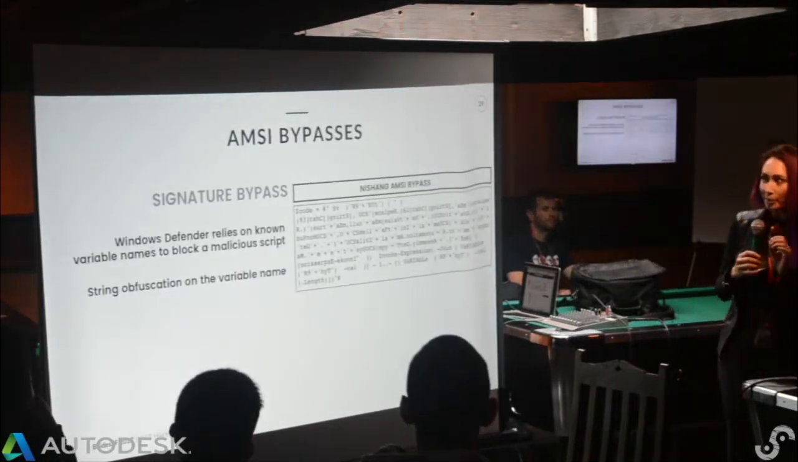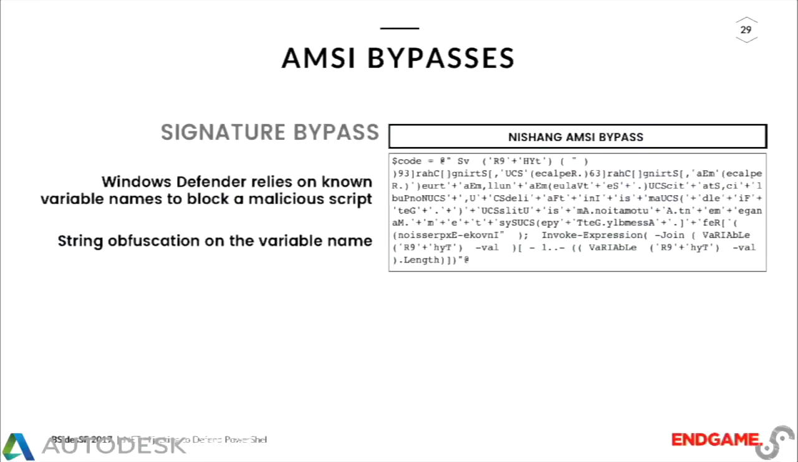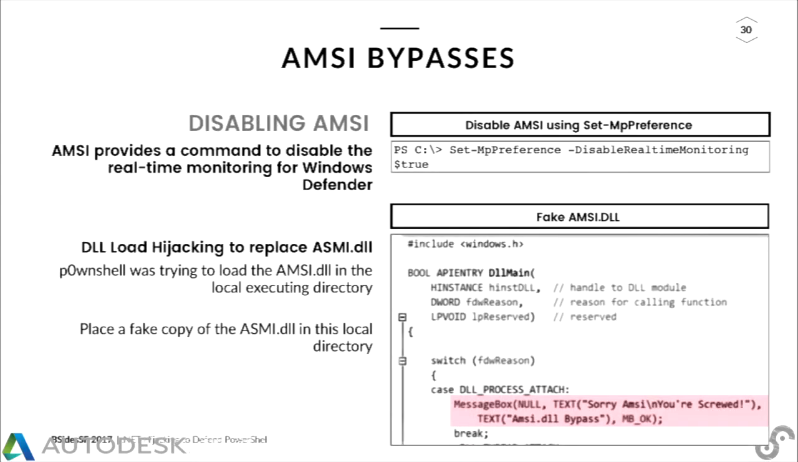Why? Because AMSI can be bypassed. It was already shown, like in Nishang, there's an AMSI bypass where if you use string obfuscation for specific variable names, you can bypass Windows Defender. All right, and you can also disable AMSI two different ways. You can use the PowerShell command Set-MpPreference, here for reference. And then you can do DLL load hijacking, which was found by another security researcher.